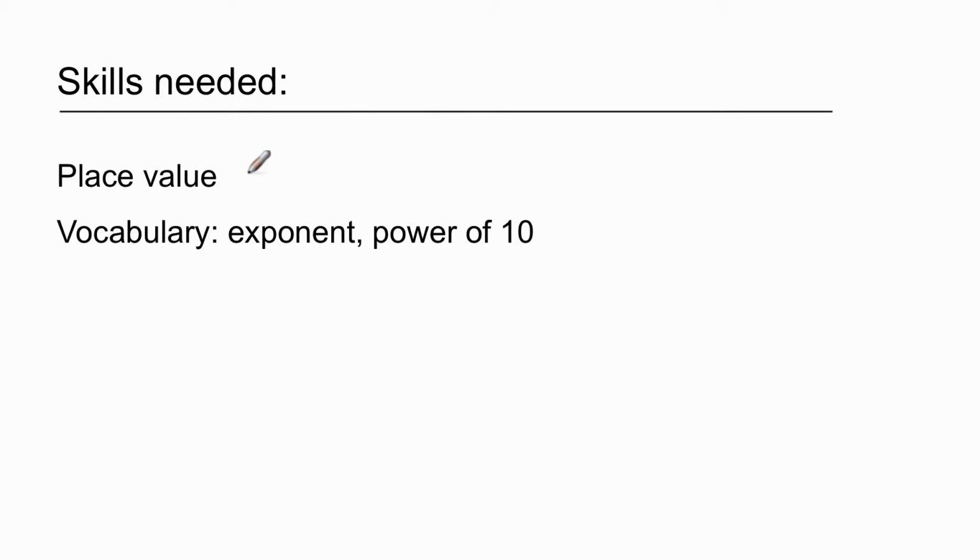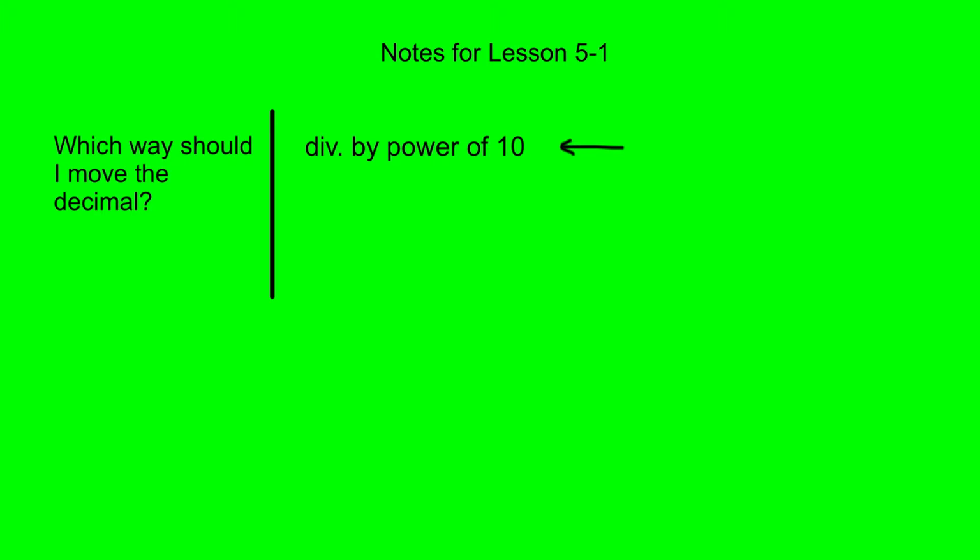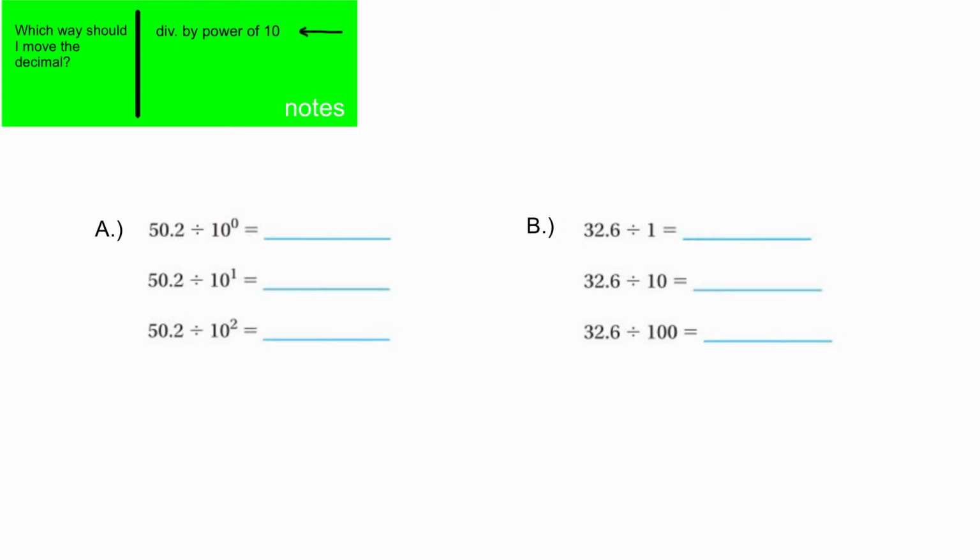Skills that we need: you need to know what place value is in order to really do well with this. You also have to know what exponents are and powers of 10, and if you're unfamiliar with those terms or with place value, please review them before you continue. Our notes for lesson 5.1: which way should I move the decimal? And I drew this little arrow for you. We're going to be moving the decimal to the left. The number of places to the left depends on what kind of problem we're looking at. So let's look at a couple of problems.